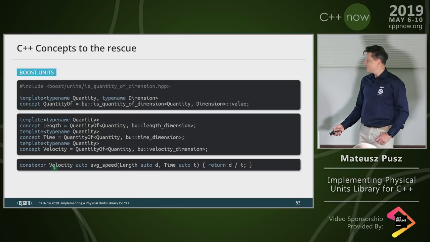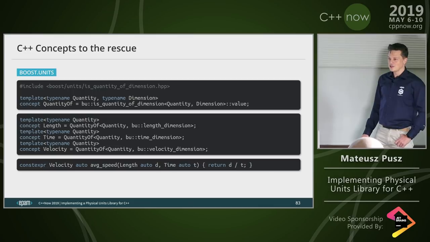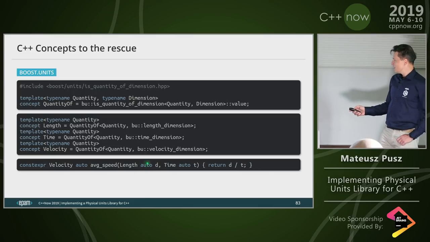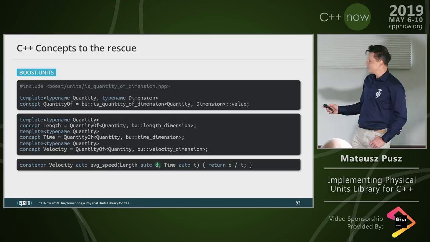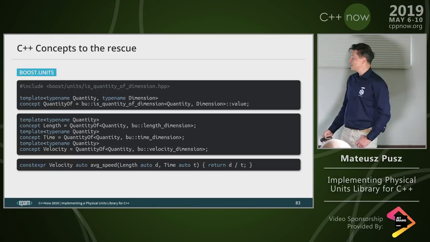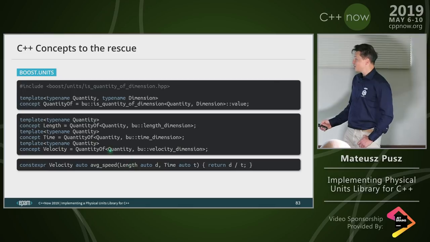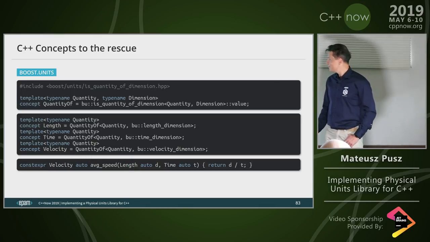With this, we can write our function template in C++20 style. This is like generic lambdas, but applied for functions. So we have here auto, auto, auto. So everything is auto, but it's constrained by specific concepts. So this auto is constrained by time, this by length, and this has to be velocity. And now we don't have any problems, actually. And we exactly know from the interface what this function does, what it returns, what it gets. And you have compile time safety.